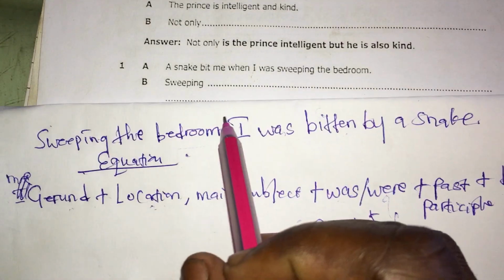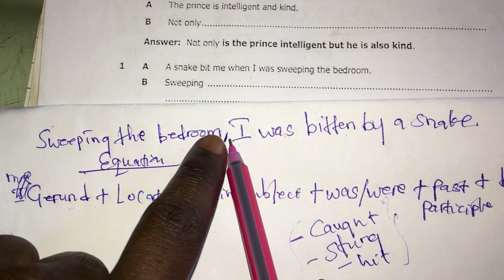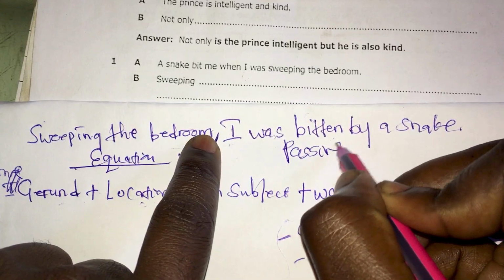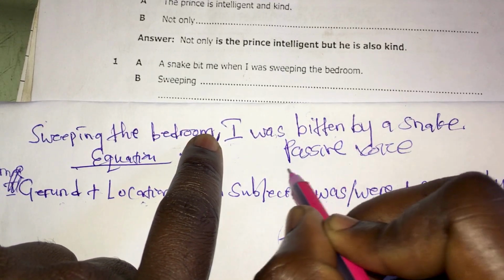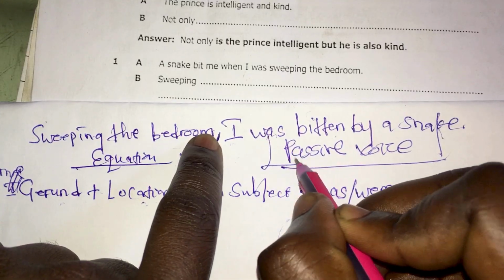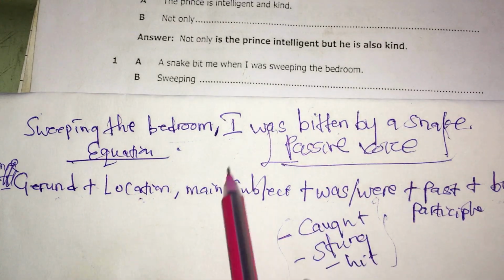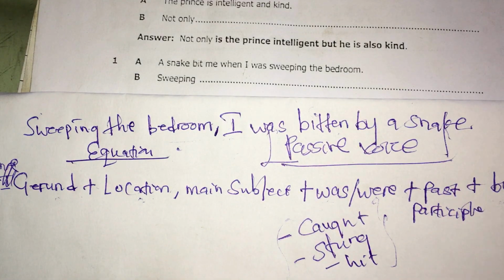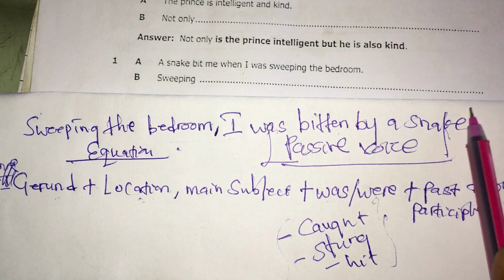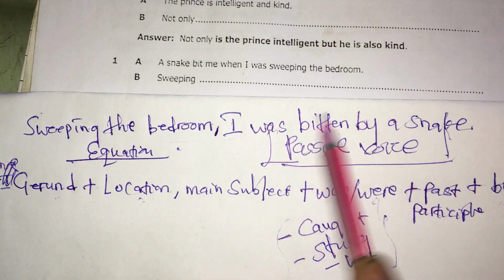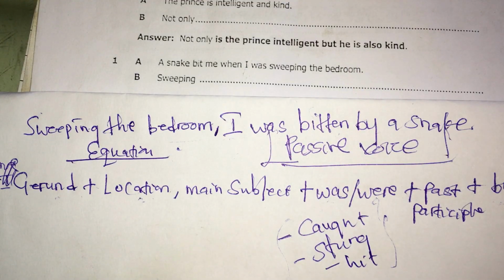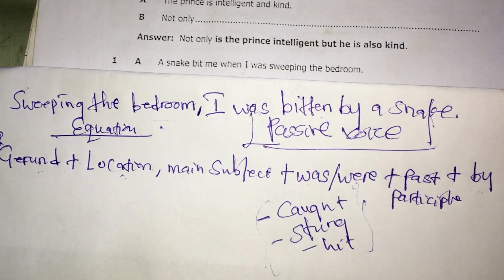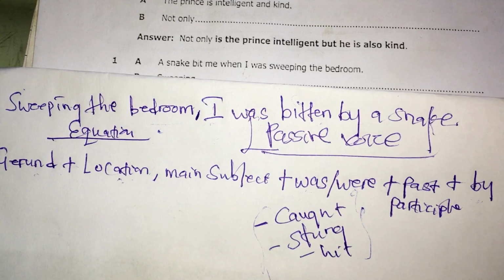And take note, whenever you are answering gerund, after just a comma, the sentence must be in a passive voice. In short, I am simply telling you to write your sentence in past tense. After just the comma, the sentence must be maintained in a past tense. This is what it means. Otherwise, this is how question number 1 was supposed to be written. So it was: sweeping the bedroom, comma, I was bitten by a snake.